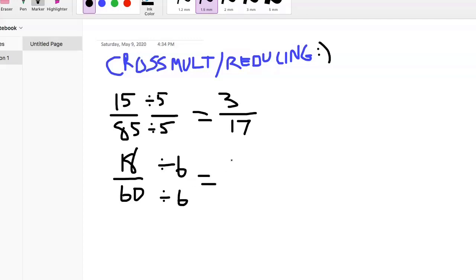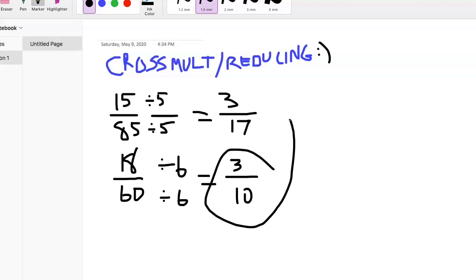18 divided by 6 is 3. 60 divided by 6 is 10. Here's our answer, 3/10. That's really the process that you go through. You're trying to figure out, when you're reducing these numbers, what is the number I can divide by on the top and on the bottom to get that number down as low as possible.